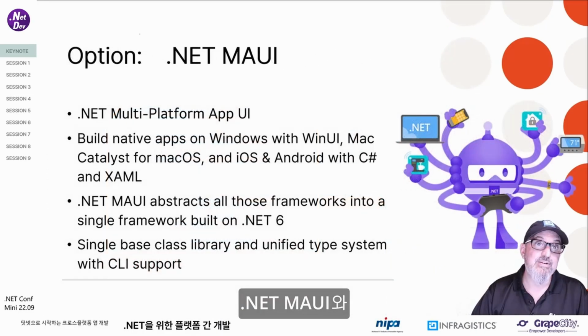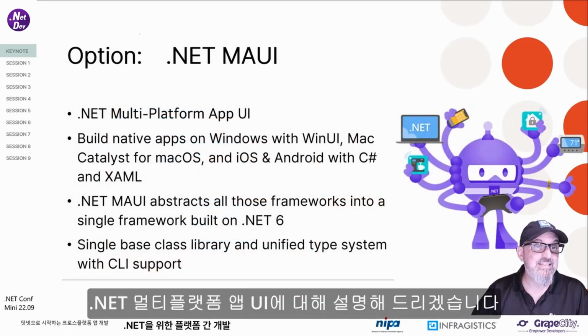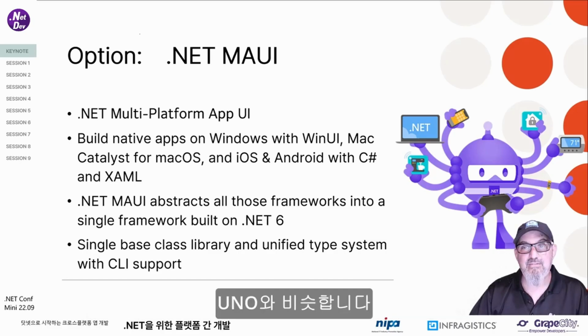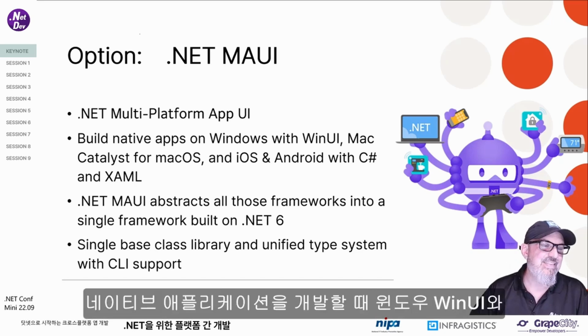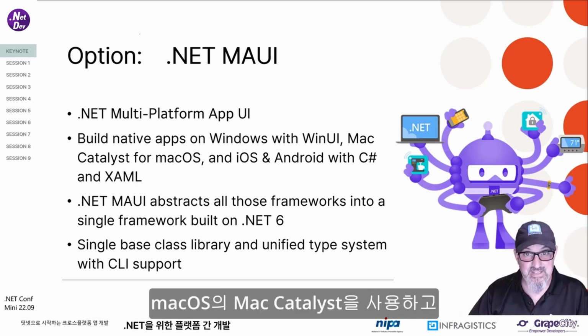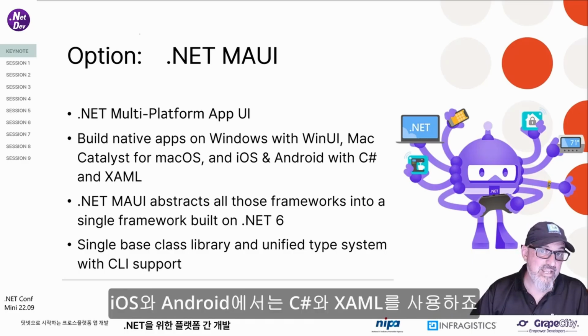So let's talk about .NET MAUI, or the .NET Multi-Platform App UI. Again, very similar to Uno or vice versa. We could say that you can build native applications on Windows with WinUI, Mac Catalyst for macOS, and iOS and Android with C# and XAML.